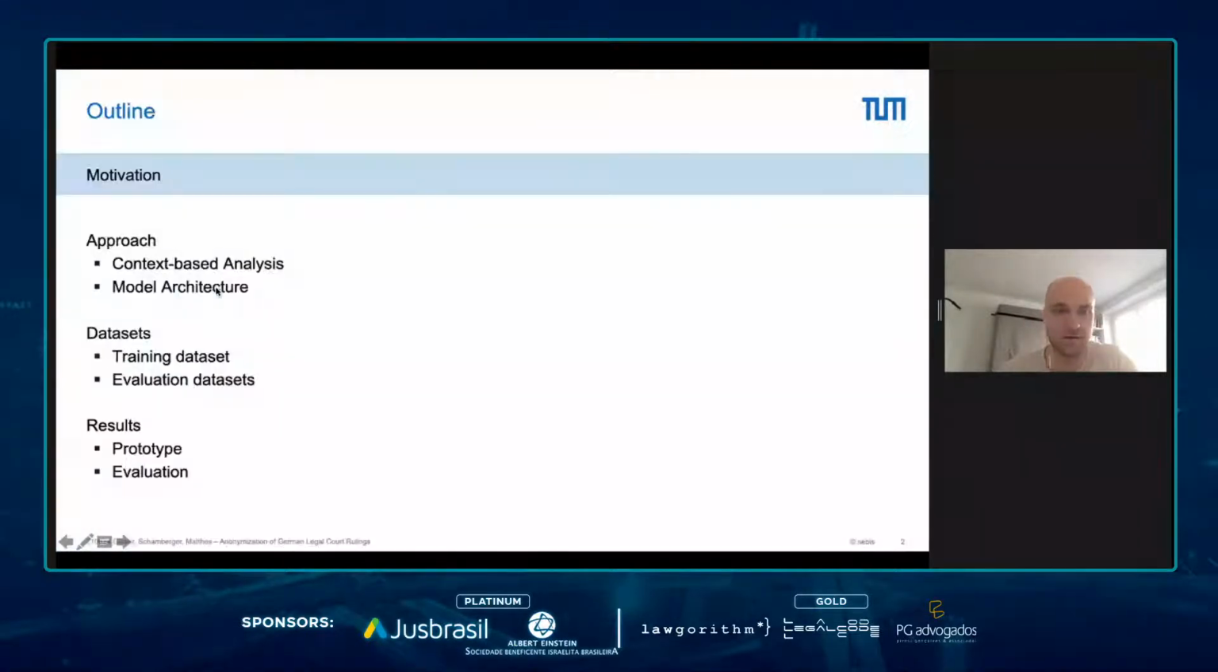Today, the outline is as follows. I start with a brief motivation about the topic: why are we doing that, and what are we exactly doing? Then I go into the approach we have utilized. Then I talk a bit about the data set we've used, because the data was a bit tricky in this scenario. And then I talk about the results, which will also conclude my presentation.